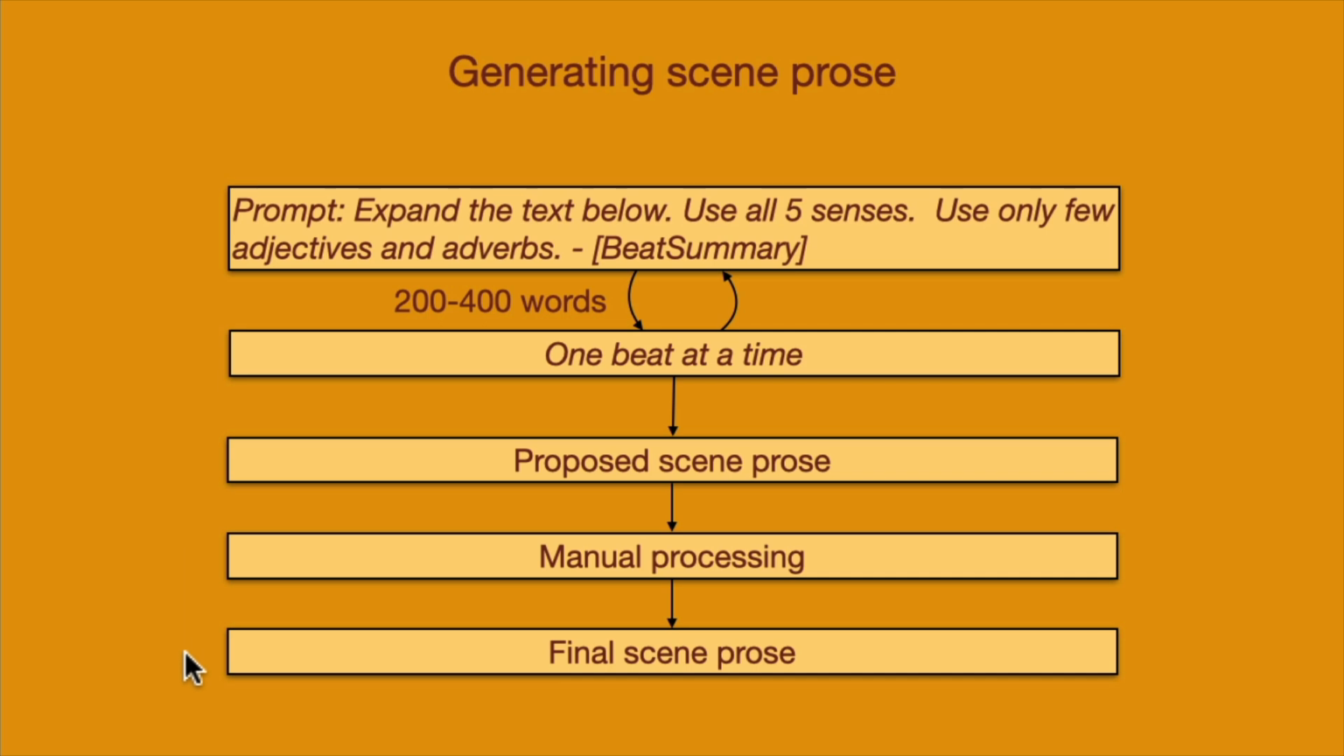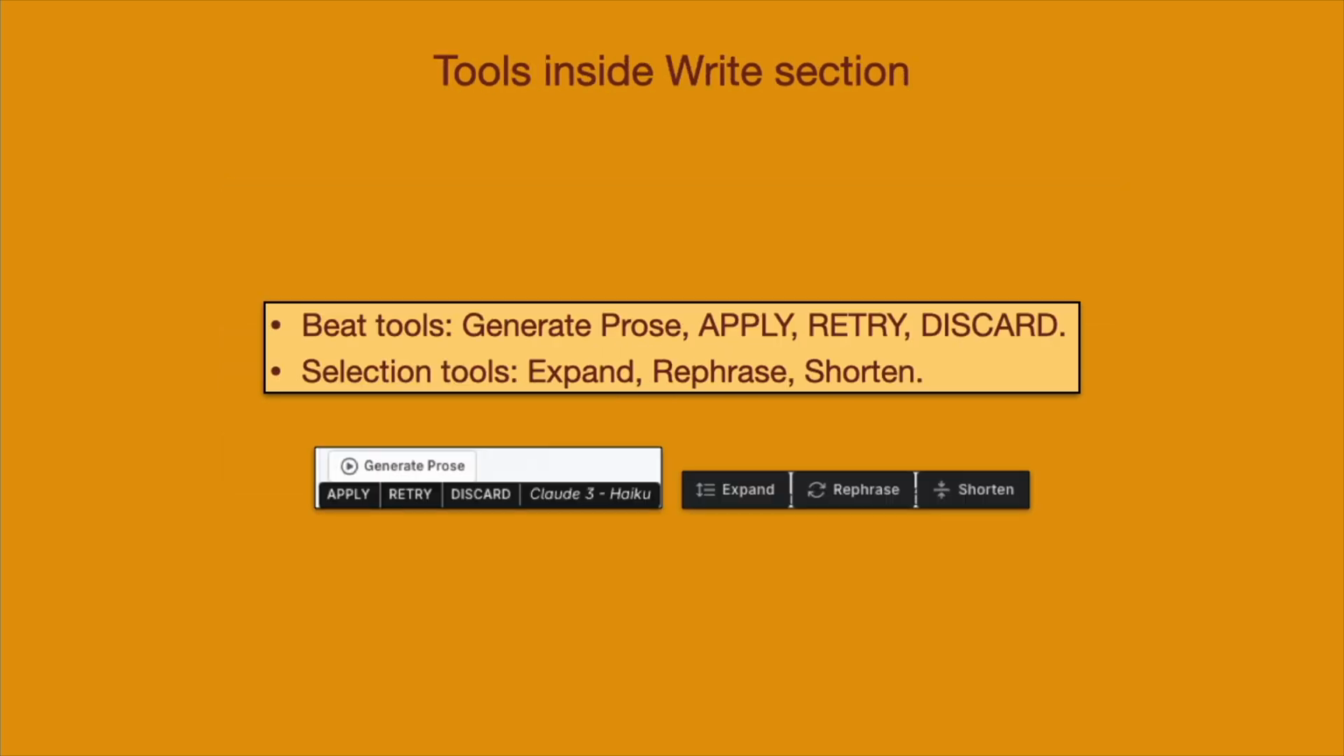Now this process, going from a scene summary to scene prose, is the heart of Novelcrafter. And we will devote a whole tutorial on how to do just that, using the available tools. And what are these tools? We can generate beat prose by using the Generate Prose button. Once the prose has been generated we can apply, retry or discard. When we select a part of the text, we can expand it, rephrase it or shorten it.